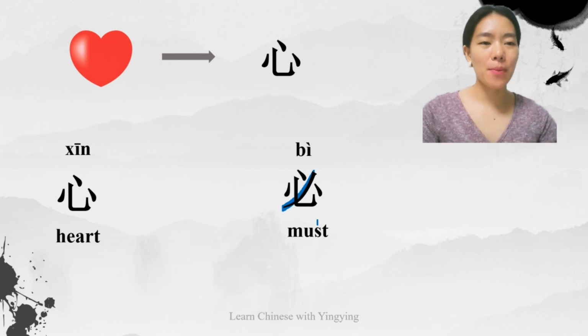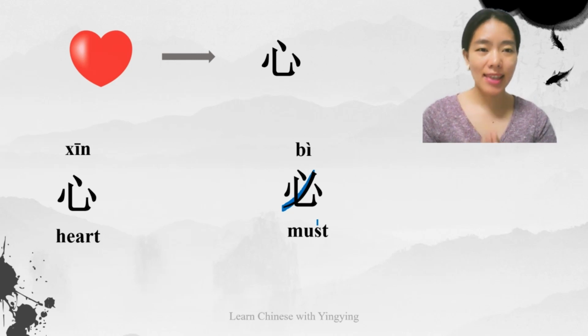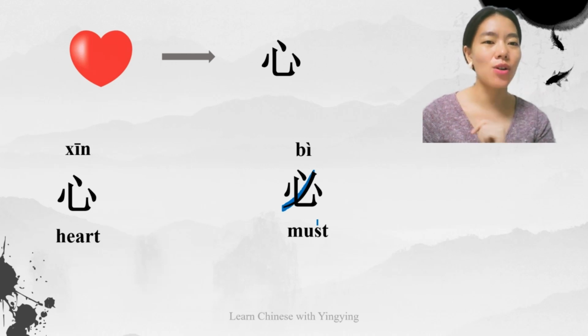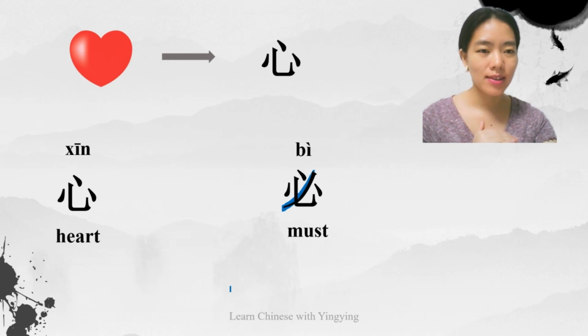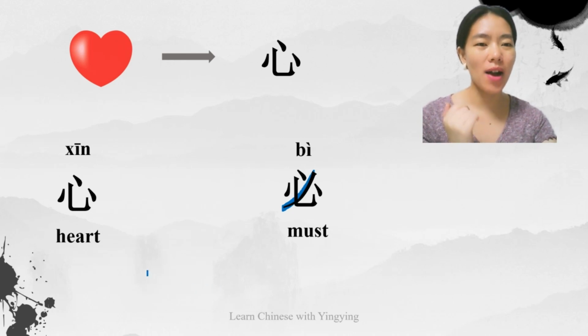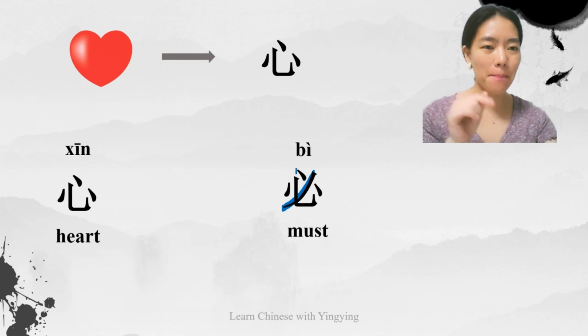So we can remember it in this way. When we think, okay, this is the thing that I must do, this thing is always in your heart. So it's kind of hanging in your heart. So you have this one extra stroke. Just one extra stroke changes heart into must. And the pronunciation of it is bì.